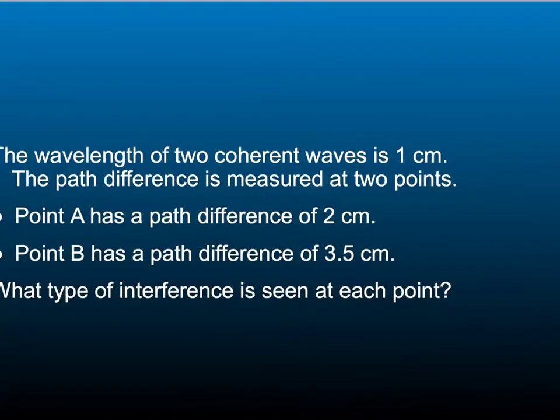Okay, so here's an example for you to try. The wavelength of two coherent waves is 1 centimetre. The path difference is measured at 2 points. Point A has a path difference of 2 centimetres. Point B has a path difference of 3.5 centimetres. What type of interference is seen at each point? If you stop the video now, you could try and work this out.